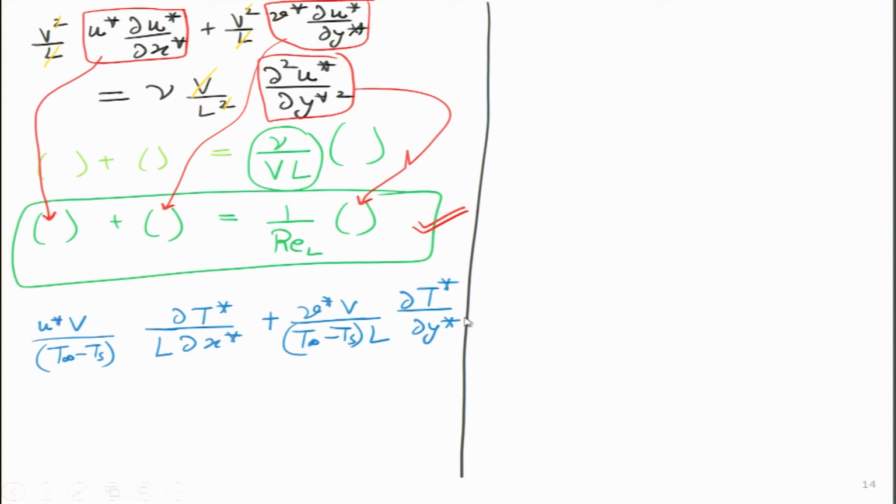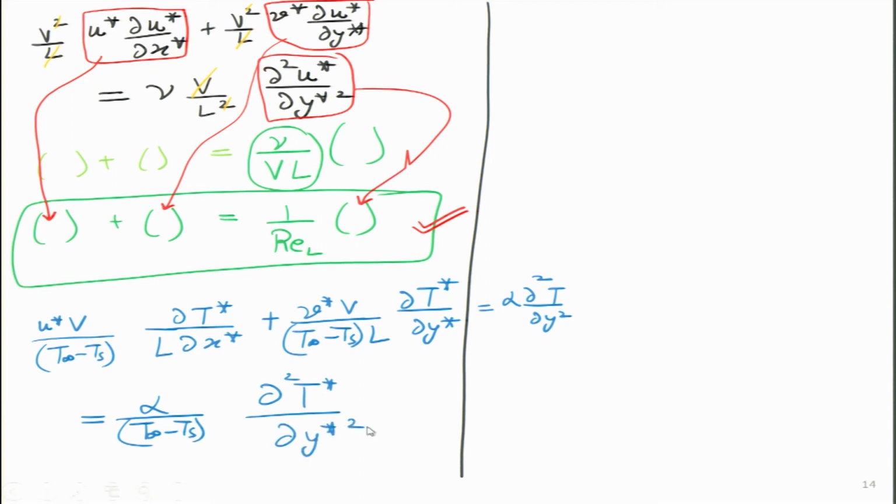Okay. And on the right hand side, what do I want to non-dimensionalize? The right hand side I can write over here was simply alpha del square t by del y square. If I non-dimensionalize this, what will I get? Alpha divided by T infinity minus Ts, and the numerator will be del square t star. Denominator I want to make del y star square. So, L square I have to put outside.